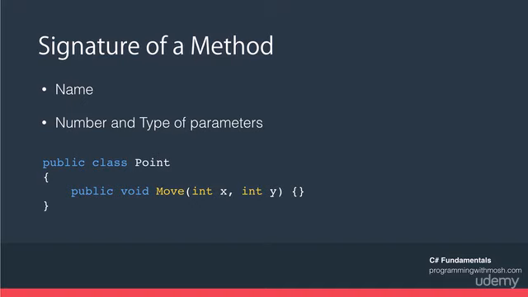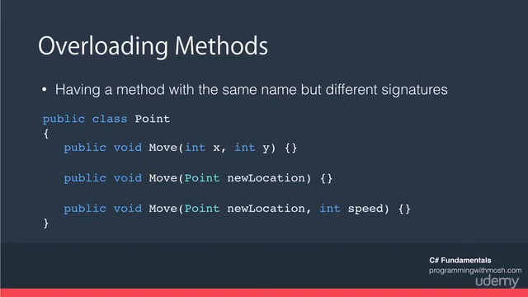A concept that goes hand in hand with the signature of a method is overloading. So basically overloading means having a method with the same name but different signatures. Look at this example here. We have a point class with 3 move methods. Imagine this point represents a point on the screen. And we would like to move this to a different location.